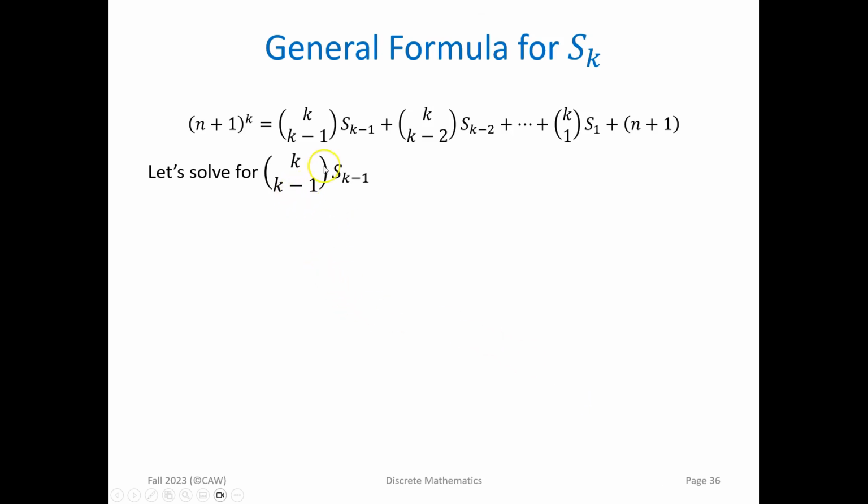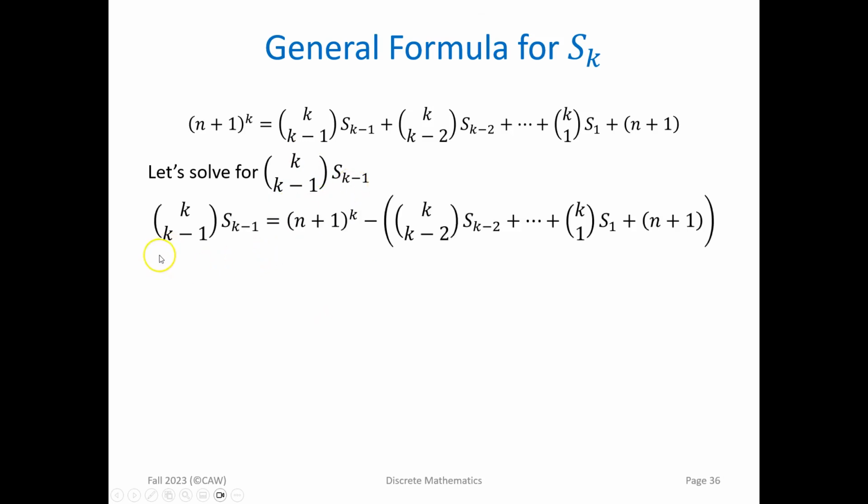Okay, let's solve for the k choose k minus 1, S sub k minus 1. And we end up with (n+1) to the k minus, and I grouped all these terms. We brought over every term except the k minus 1 term. So we have this grouping of the k choose k minus 2 times S sub k minus 2 plus k choose 1 times S₁ plus n plus 1.